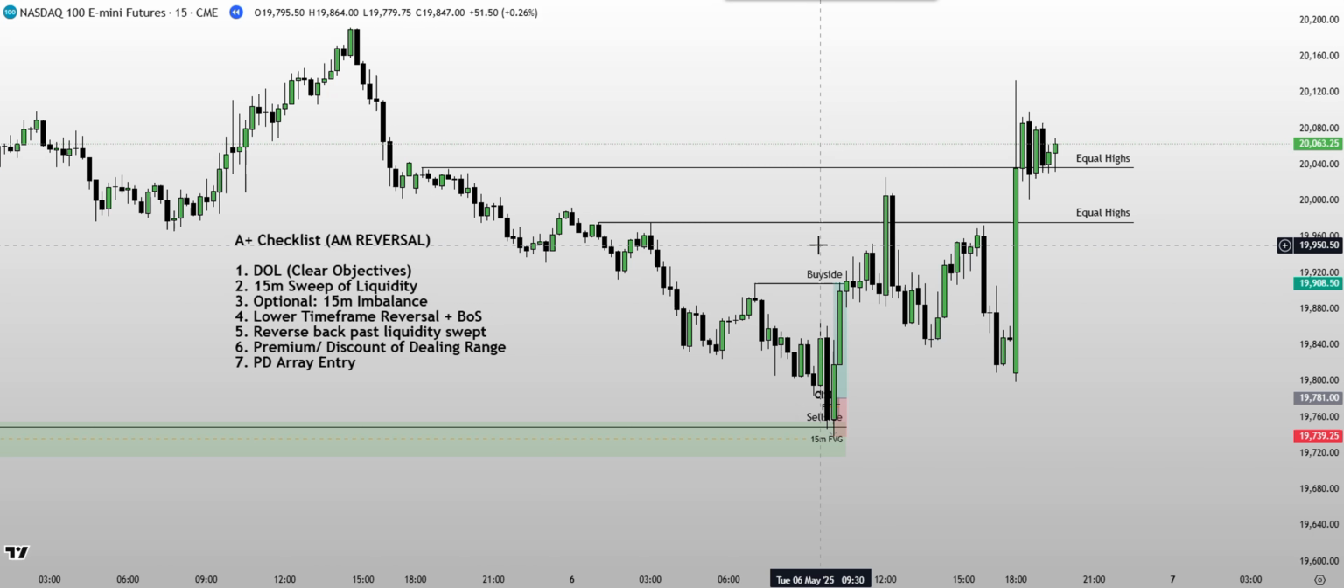Where are the smooth highs? Where are the smooth lows? Where has price already done damage that it shouldn't return towards? You're finding out where price will likely gravitate towards. Then you follow the A+ checklist and find a move within that movement towards those draws on liquidity.